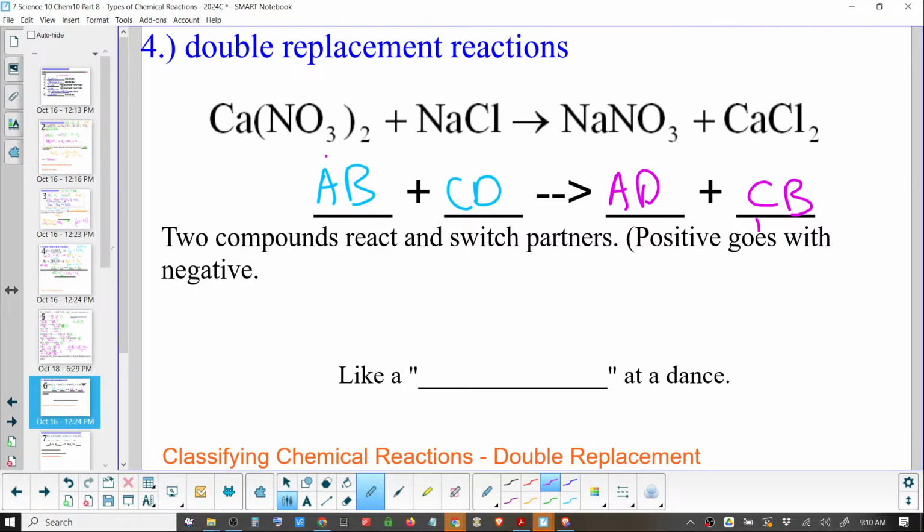I may have posed this in a way that's too tricky. If it comes first on this side, it has to come first on that side. I'm just trying to avoid students who will just go BC. You actually have to put the one that's first in the compound, because it's a metal and a non-metal in most cases. Two compounds reacting and switch partners. Positive goes with negative.